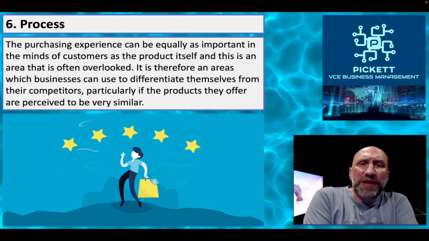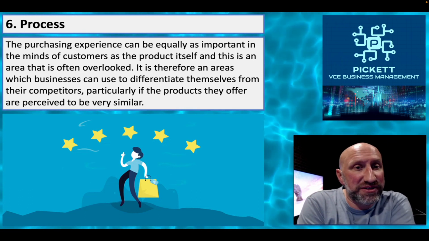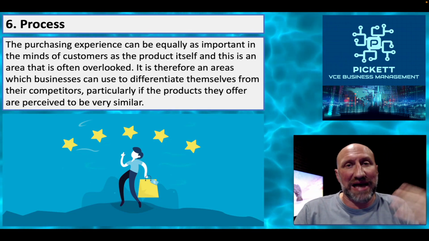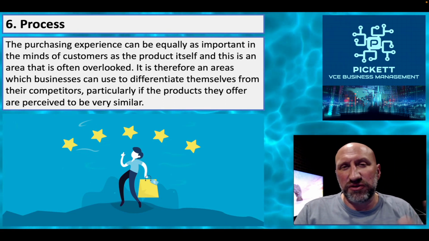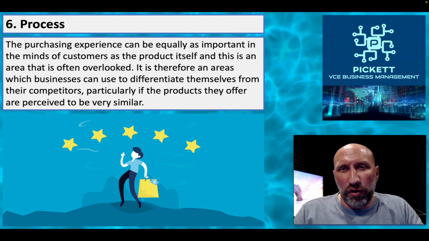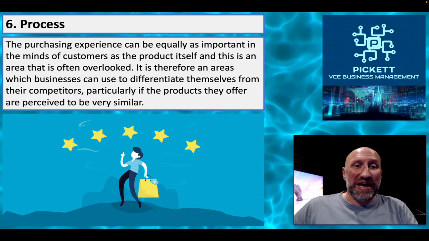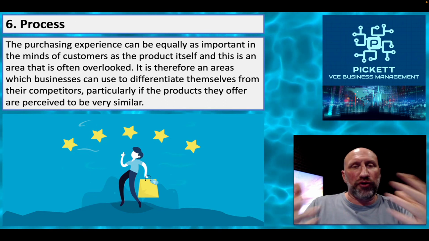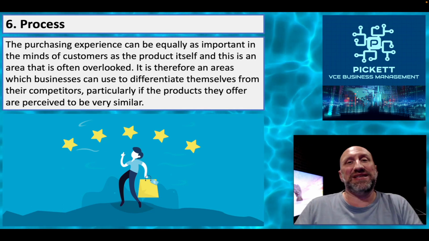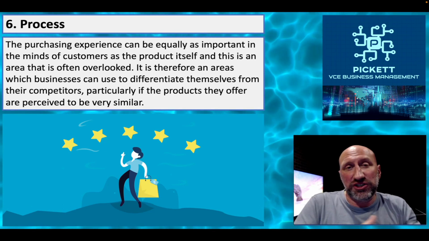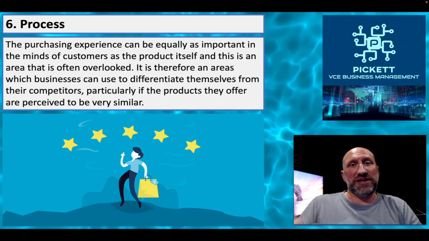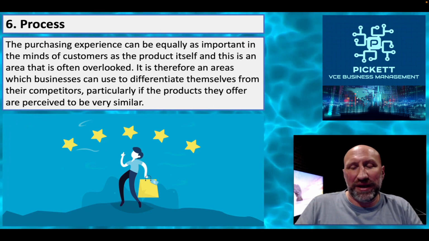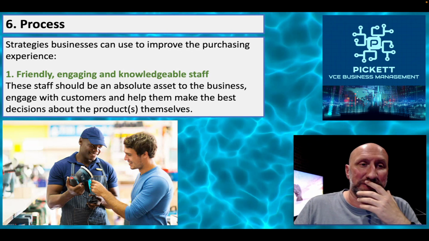Sixth one, process. This is all about the purchasing experience. Again, the experience can be just as important in the minds of the customers as the product itself. And this is an area that's often overlooked by businesses. It's often an area that businesses can actually use to differentiate themselves from their competitors, particularly if the actual product they're selling to market is perceived to be very similar. Then one way you can differentiate yourselves from those competitors is to offer a different, higher quality, purchasing experience.